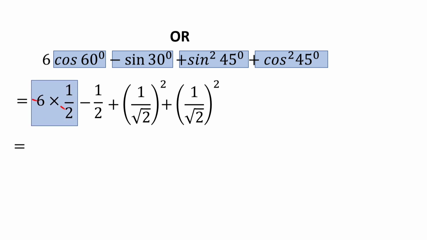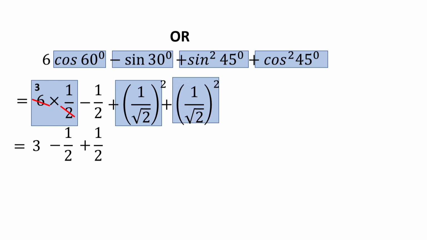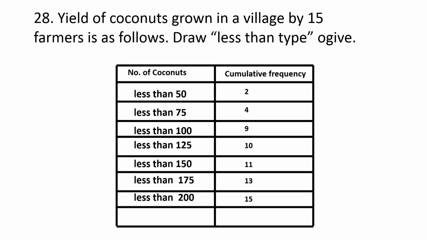Here we can observe 2 1s are 2, 2 3s are 6, so we can write here 3, minus half, 1 by root 2 the whole square is 1 by 2. Here also 1 by root 2 the whole square is 1 by 2. Here plus and minus half get cancelled. 3 plus half, that is equal to 3 and a half.